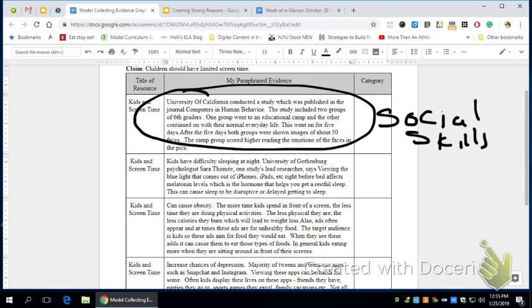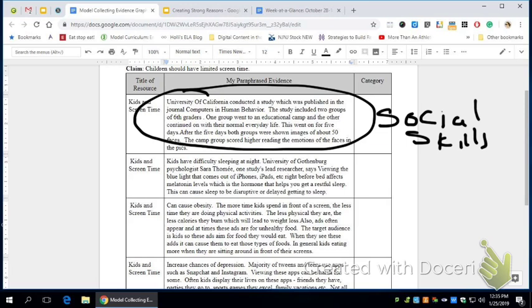Okay. So the next one says, kids have difficulty sleeping at night. University of Gothenburg psychologist Sarah Tomei, one study's lead researcher, says viewing the blue light that comes out of iPhones, iPads, etc. right before bed affects melatonin levels, which is the hormone that helps you get a restful sleep. This can cause sleep to be disruptive or delayed getting to sleep.